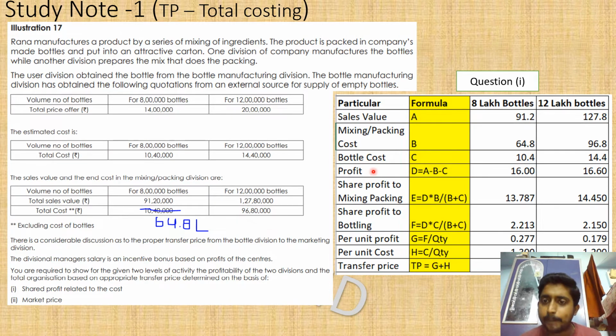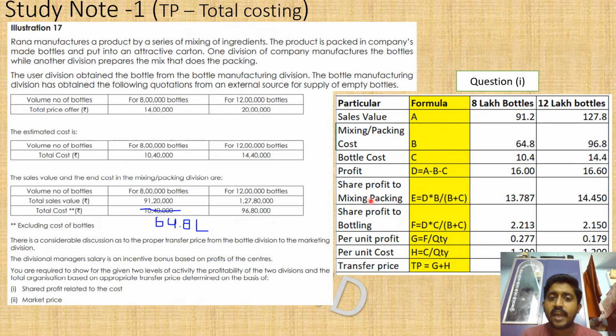D is nothing but the profit. Profit is 16 lakhs for 8 lakh bottles, 16.6 lakhs for 12 lakh bottles. Which means the quantity is increasing by about 50%, but the profit is increasing by only 0.6 lakhs. Accordingly, the finance department may take some call on giving orders to production, but that is not our agenda.